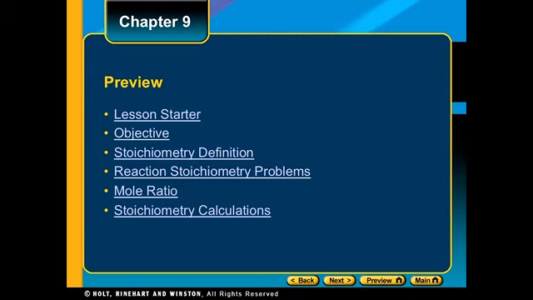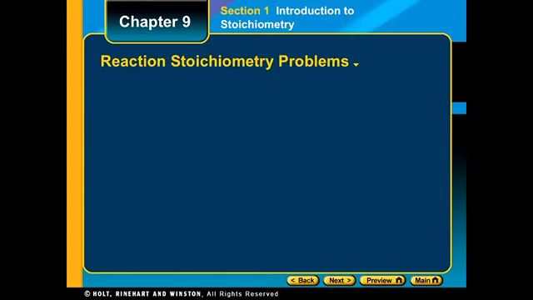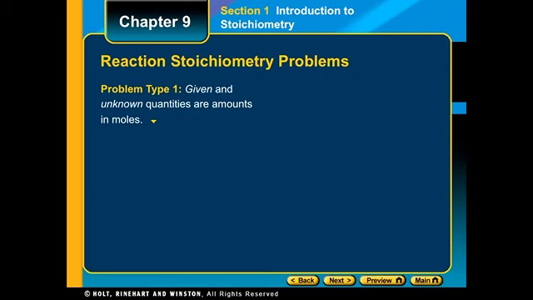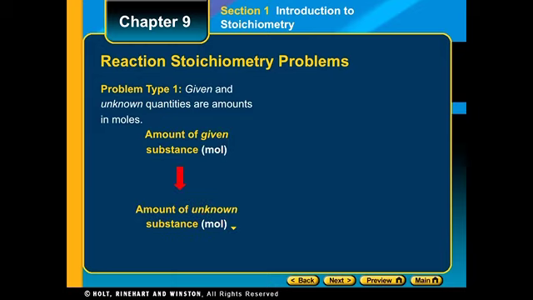Today, we're going to revise the reaction stoichiometry problems, the mole ratio, and the stoichiometric calculations. The reaction stoichiometry problems have four types. The first one is where the given and unknown quantities are amounts in moles: the amount of the given in moles and the amount of the unknown in moles.